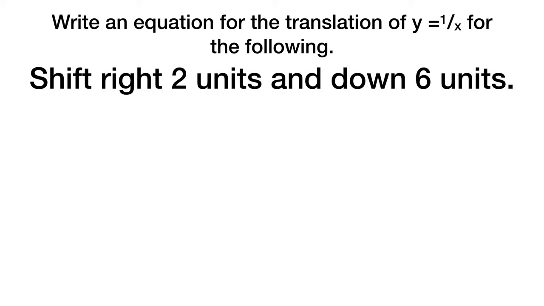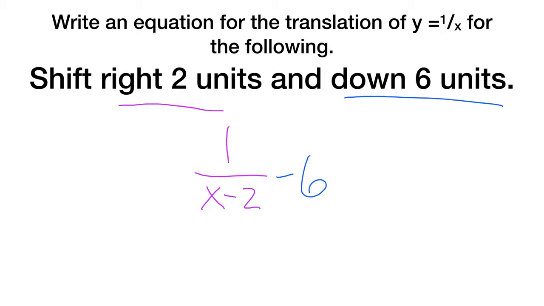All right, now we're going to try one more. If we shift 2 units right and down 6 units, well, let's see. That's 1 over x. Shifting right 2 units is minus 2, because remember, it goes the opposite way you think. And then down 6, minus 6.